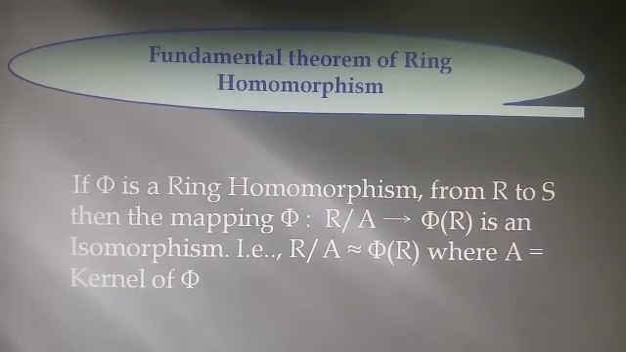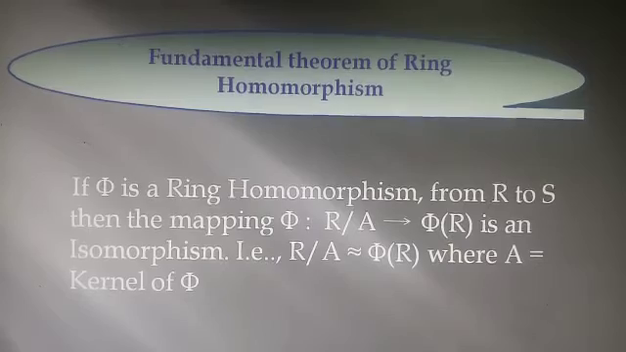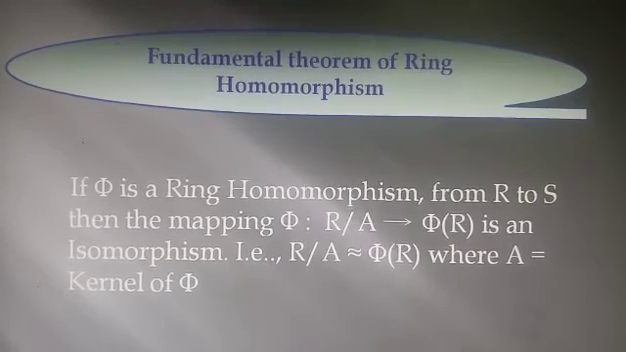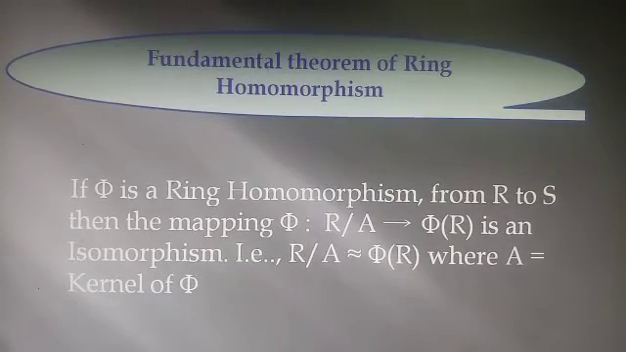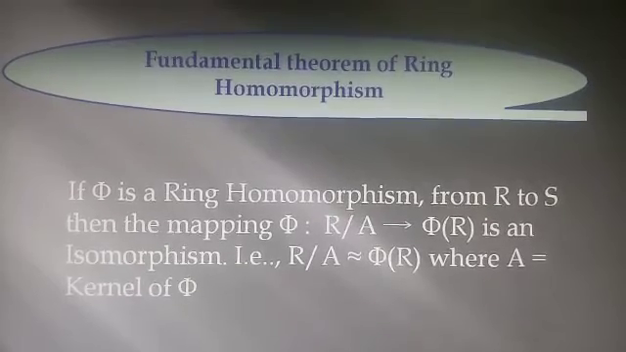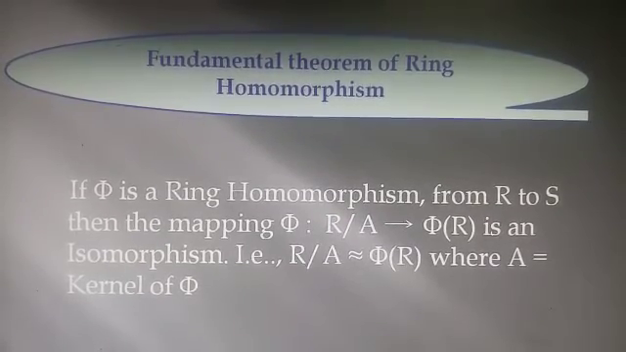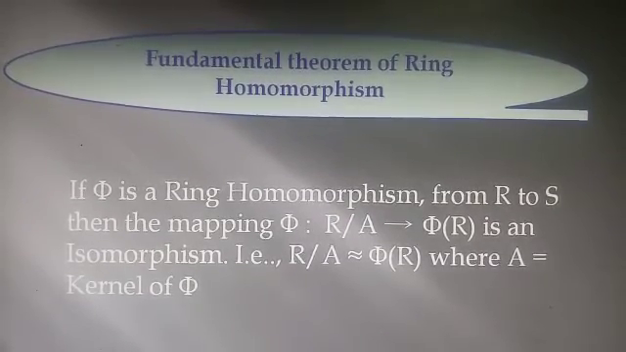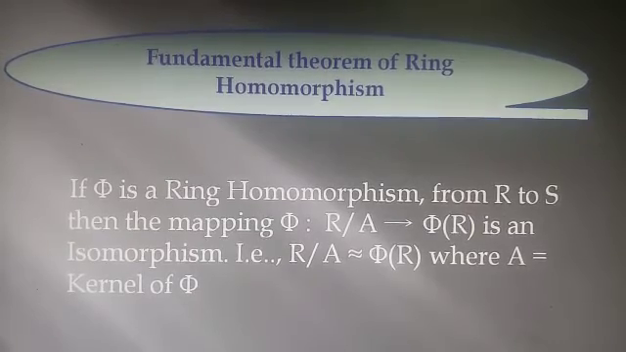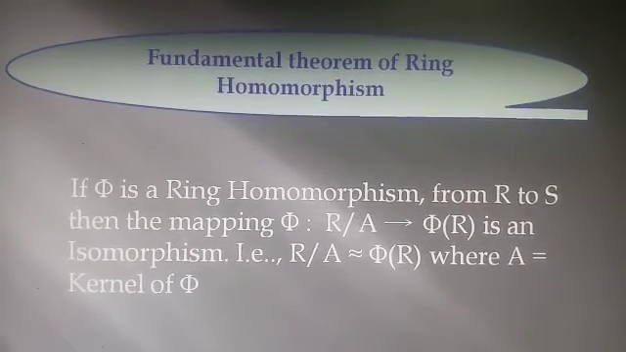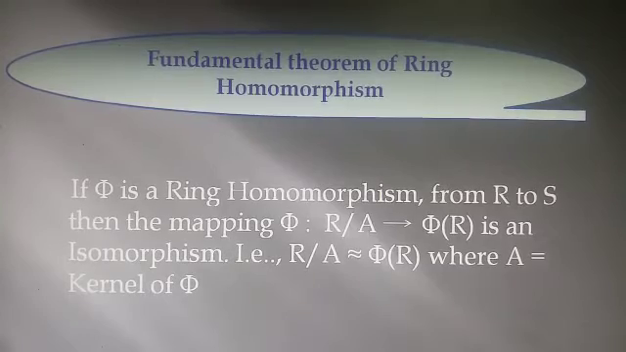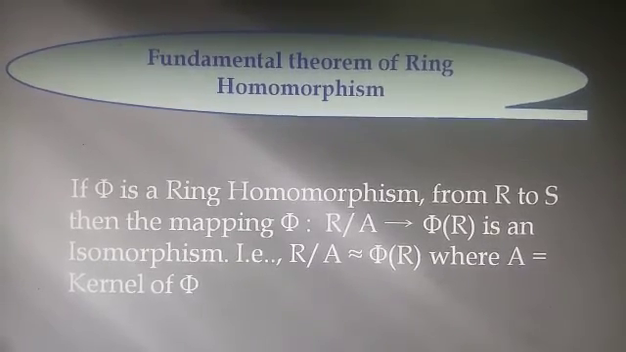To prove that R by A is isomorphic to phi of R, we require three conditions. One is that phi should be a well defined function, phi should be one-one and onto, and phi should be a homomorphism. If these three conditions hold, then we can say that R by A is isomorphic to phi of R. Okay, hope it's clear.